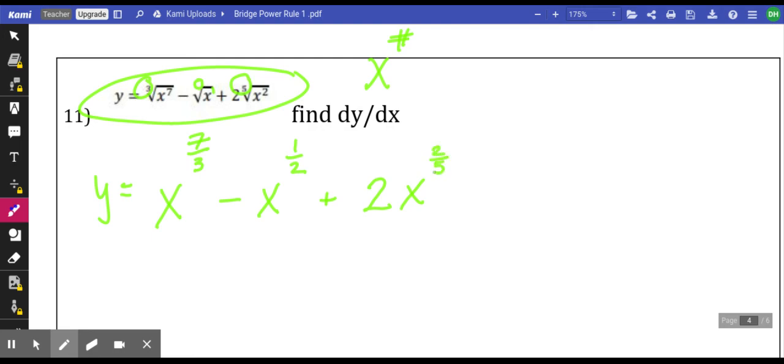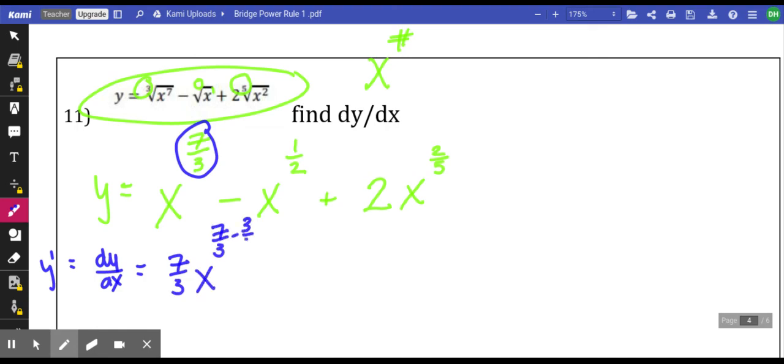Now that I rewrote, I'm ready to take the derivative. So I'm going to go to each term. Y becomes dy dx, or you can call it y prime, but they mean the same thing. Okay, 7/3 comes down in front. X, and I'm going to take 7/3, and I'm going to subtract 1, which I'm really going to call 3/3. Minus, the exponent comes down in front, 1/2. X, and I'm going to say that's 1/2 minus 1, which I'm really going to call, I want the common denominators, 2/2.